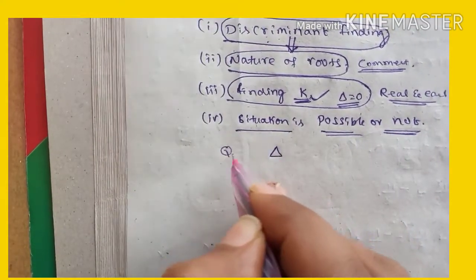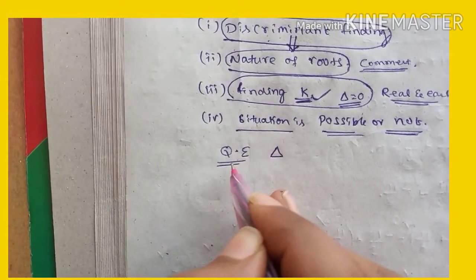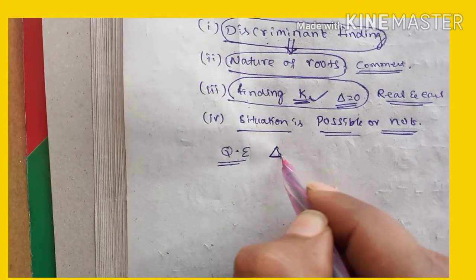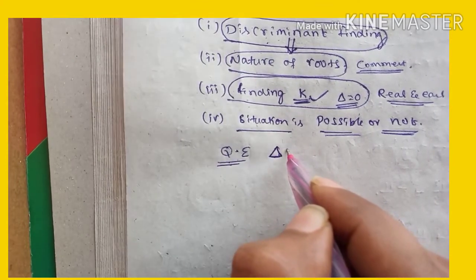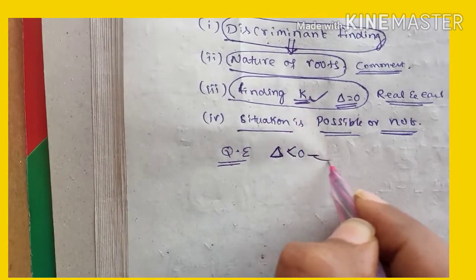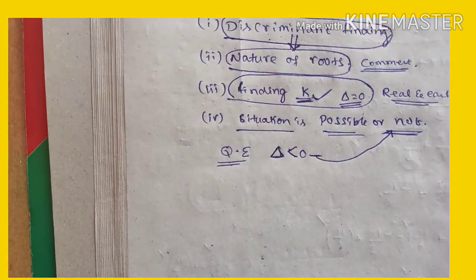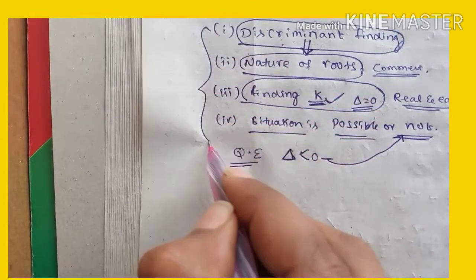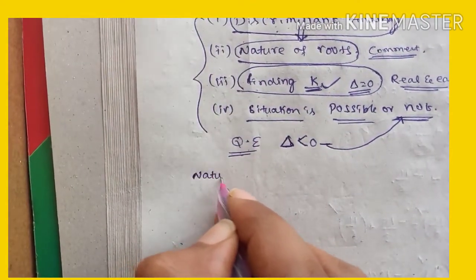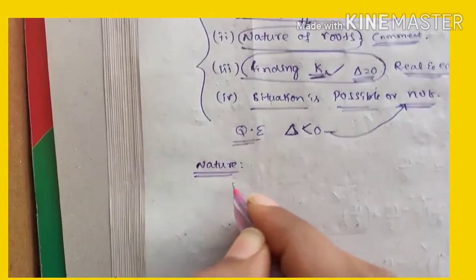We have to form a quadratic equation. After getting the quadratic equation, we have to calculate its delta. After finding the delta, if the delta value is negative, less than 0, then the situation is not possible. About this we will discuss. Before going to this discussion, let's identify the nature of the roots.